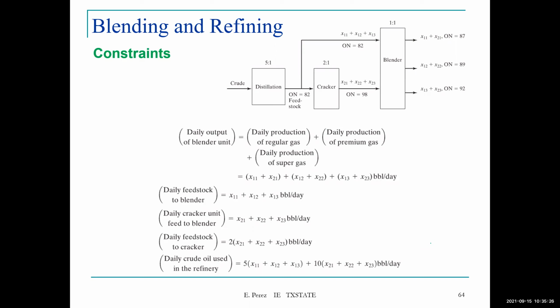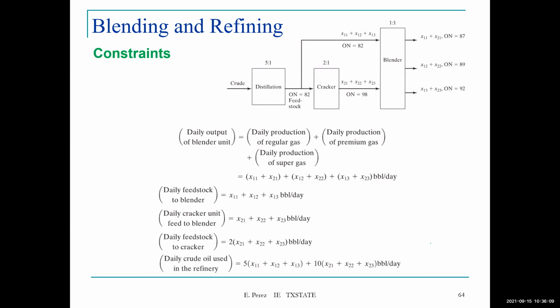The daily feedstock to the blender is going to be everything that goes from here to the feedstock directly to the blender. And that's going to be everything associated with the first process. So that's why we have X11, X12, and X13 barrels a day. And the daily cracker unit feed to the blender are those associated with the second process, which is the cracker: X21, X22, and X23. So this is the daily cracker feed to the blender.